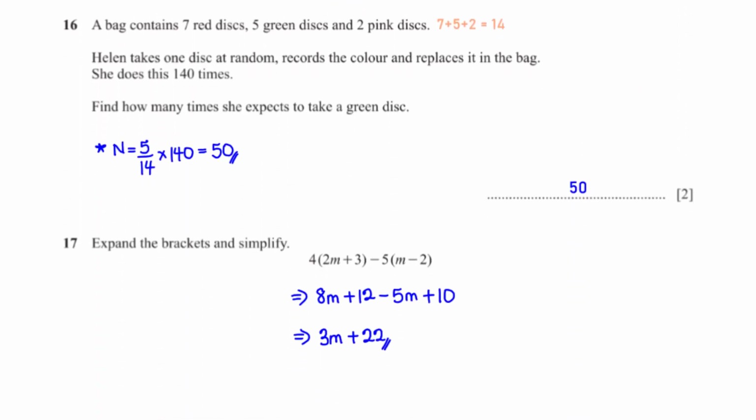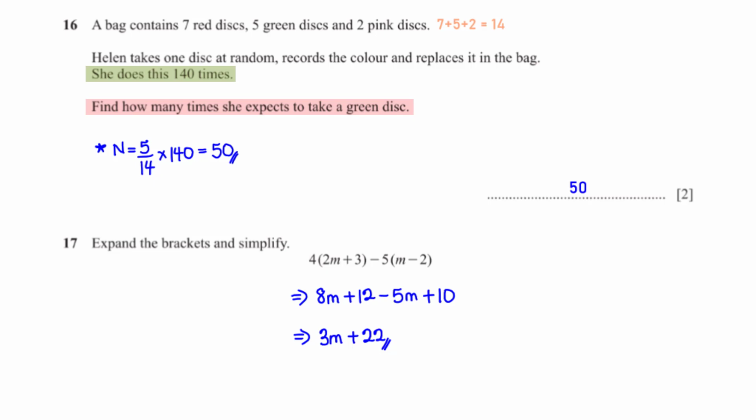A bag contains 7 red discs, 5 green discs, and 2 pink discs. Helen takes one disc at random, records the color, and replaces it in the bag. She does this 140 times. Find how many times she expects to take a green disc.